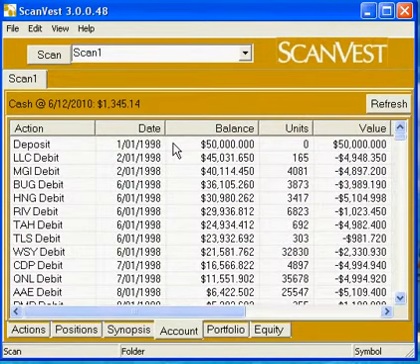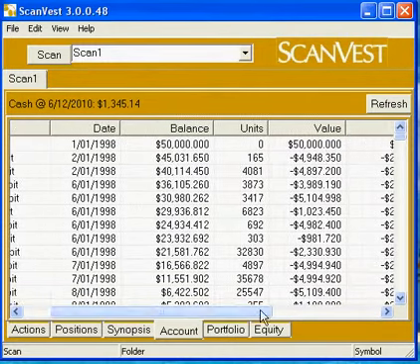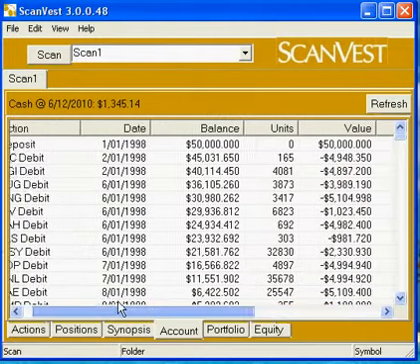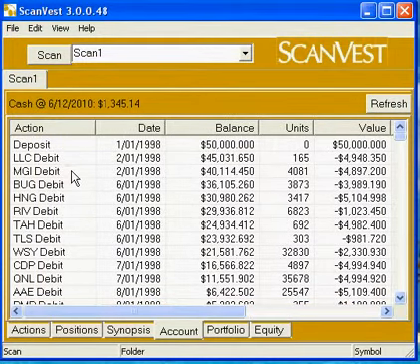The very second entry is the purchase of the LLC shares on the 2nd of the 1st 1998, 165 shares for a total price of $4,948.35 plus a brokerage of $20, reducing our $50,000 to $45,031.65. Our second transaction was the purchase of the MGI shares on the 2nd of the 1st 1998, leaving us with just over $40,000 in our account.